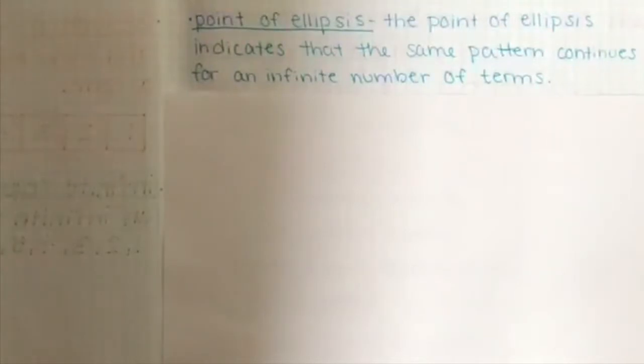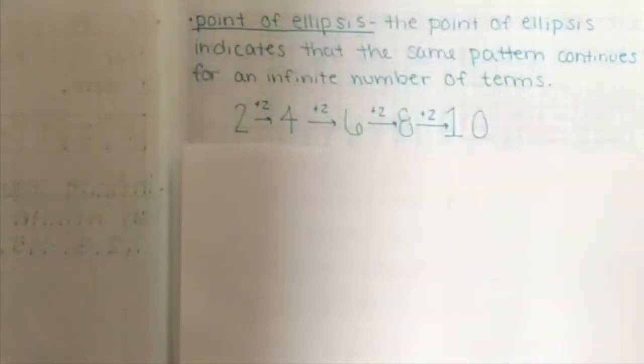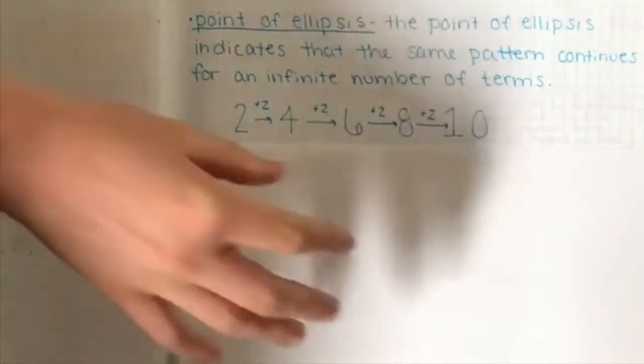Next thing I want you guys to jot down is the point of ellipsis. The point of ellipsis indicates that the same pattern continues for an infinite number of terms. So that could be something like 2, 4, 6, 8, 10. It continues increasing by 2 and will continue so unless stated otherwise.